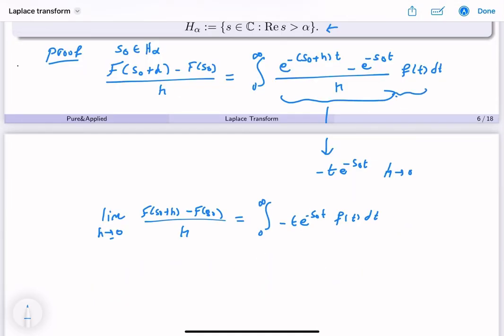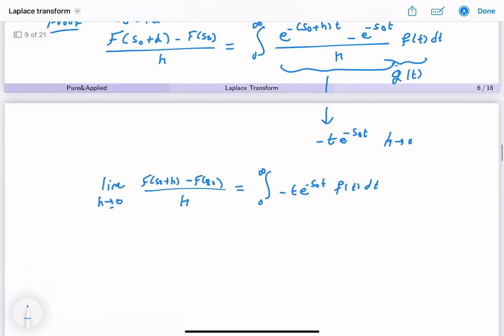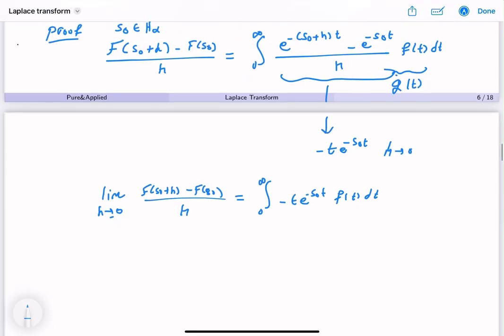Just to be a little bit more careful, let me quickly justify why we can do that. Let me call the integrand g of t, keeping in mind it depends on h. It's easy to observe that for g of t, you can do some bound. You could use the triangle inequality and the fact that the real part of s naught plus h is bigger than alpha, given that h is small enough, and you can thus bound g of t by some constant times t times e to the minus (sigma naught minus alpha) times t. And that's pretty easy to do just by the triangle inequality.